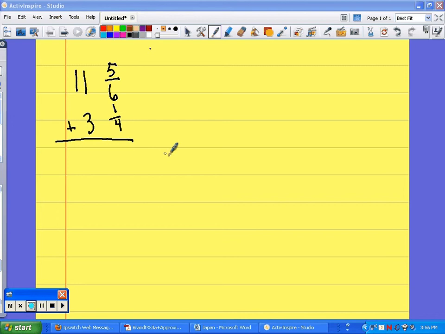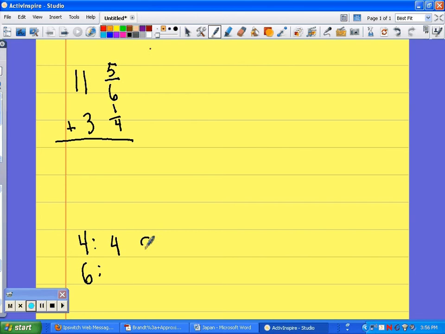Okay, now we're going to add fractions. It's the same thing. We look at the denominators first. It's not the same, so we're going to have to find a common denominator, and we can do that by finding the least common multiple. 4, 8, 12, 16, 6, 12. So my least common multiple of 4 and 6 is 12. So I'm going to use that to make equivalent fractions.